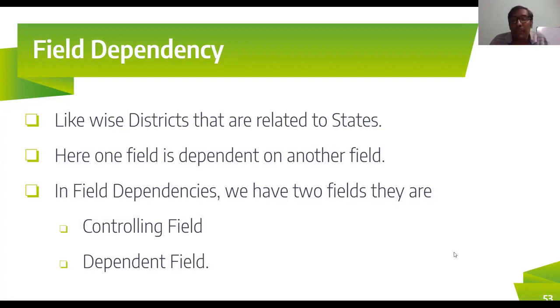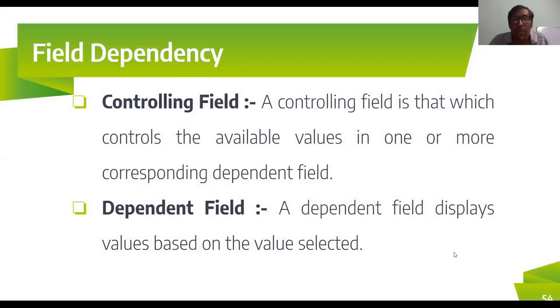In field dependency, we have two fields. They are called the controlling field and the dependent field. One is called the controlling field, the other one is called the dependent field. So now let me see what a controlling field is.